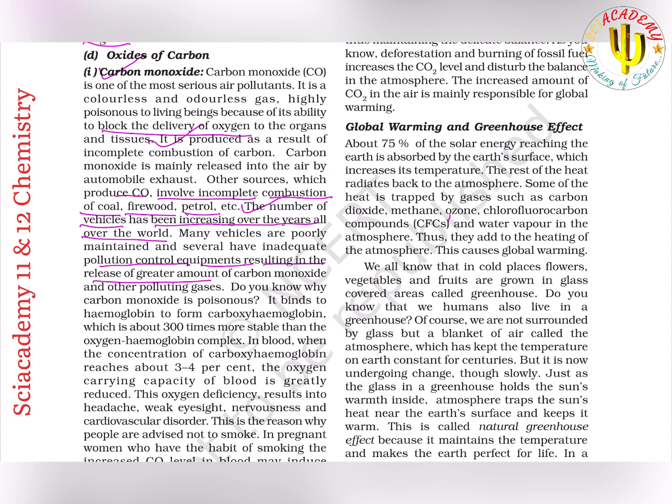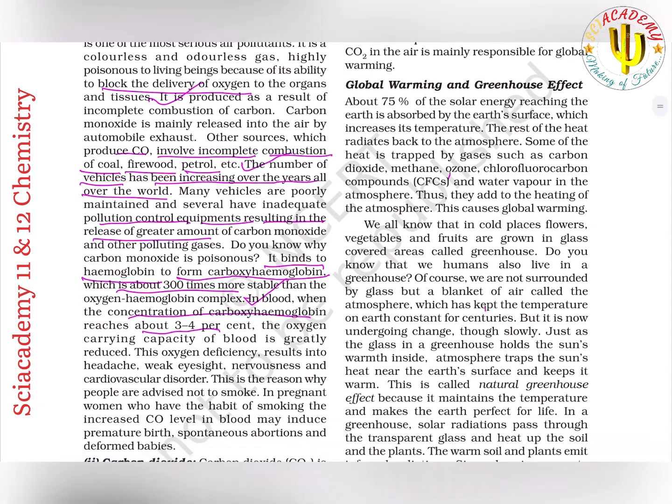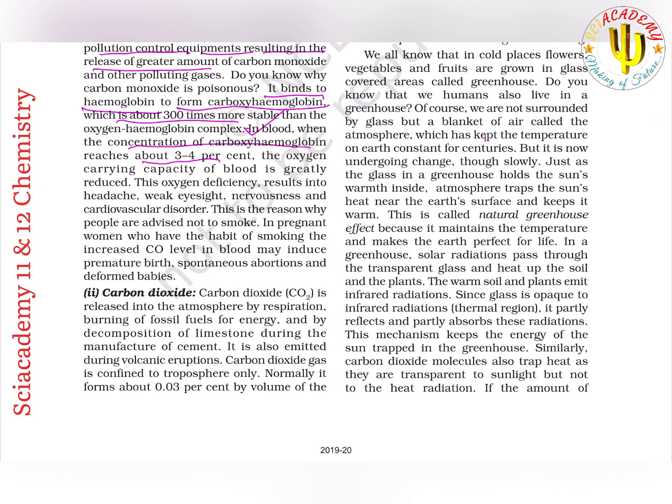Do you know why carbon monoxide is poisonous? It binds to hemoglobin to form carboxyhemoglobin, which is about 300 times more stable than the oxygen hemoglobin complex. In blood, when the concentration of carboxyhemoglobin reaches about 3 to 4%, the oxygen carrying capacity of blood is greatly reduced. This oxygen deficiency results in headache, weak eyesight, nervousness, and cardiovascular disorder. This is the reason why people are advised not to smoke.